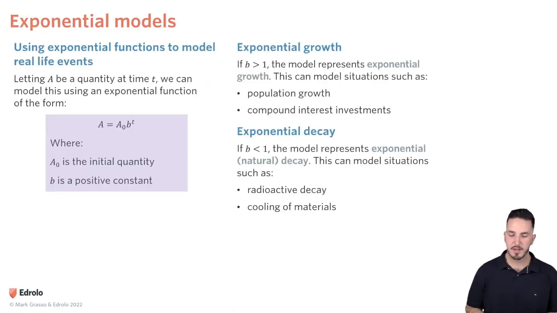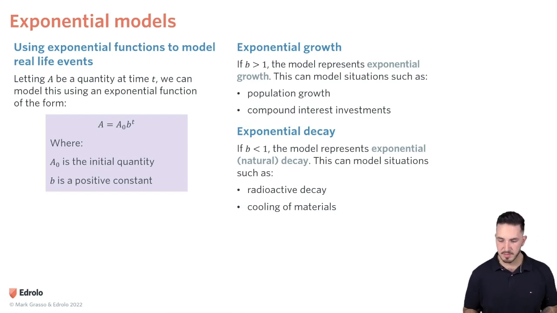So firstly, we're going to look at exponential models. When we're using exponential functions to model real-life events, we're generally going to be using something of the form A equals A naught times b to the power of t. A naught is your initial quantity, and b is a positive constant. If b is greater than 1, it's representing growth. If it's between 0 and 1, it could be representing decay.